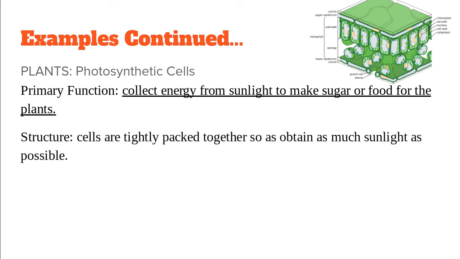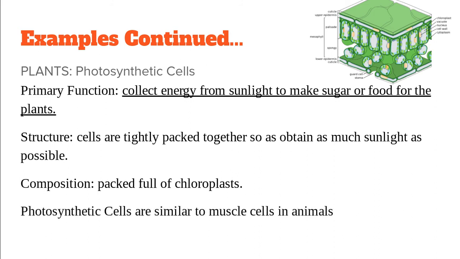The cells are tightly packed together so they can obtain as much sunlight as possible. They're kind of like mini solar cells. They're packed full of chloroplasts. Chloroplasts are the organelle that contains the chlorophyll, which is used in photosynthesis. So photosynthetic cells are very similar to muscle cells. Muscle cells in the body produce energy and use that energy. Photosynthetic cells in a plant are actually producing that energy that the plant uses.